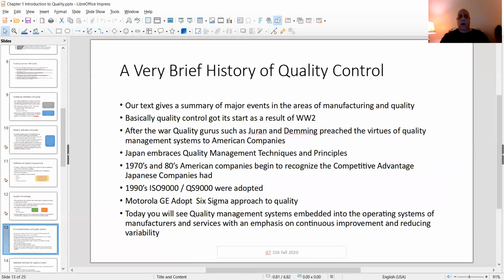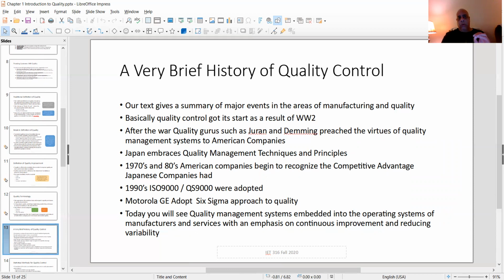Now, a brief history of quality control. If you have the textbook, it is going to give you a summary of major events in the areas of manufacturing and quality. And see, industrial engineering, in my humble opinion, was a break off of mechanical engineering. Frank and Lillian Gilbreth were some of the architects of industrial engineering. Henry Ford was an industrial engineer as well.